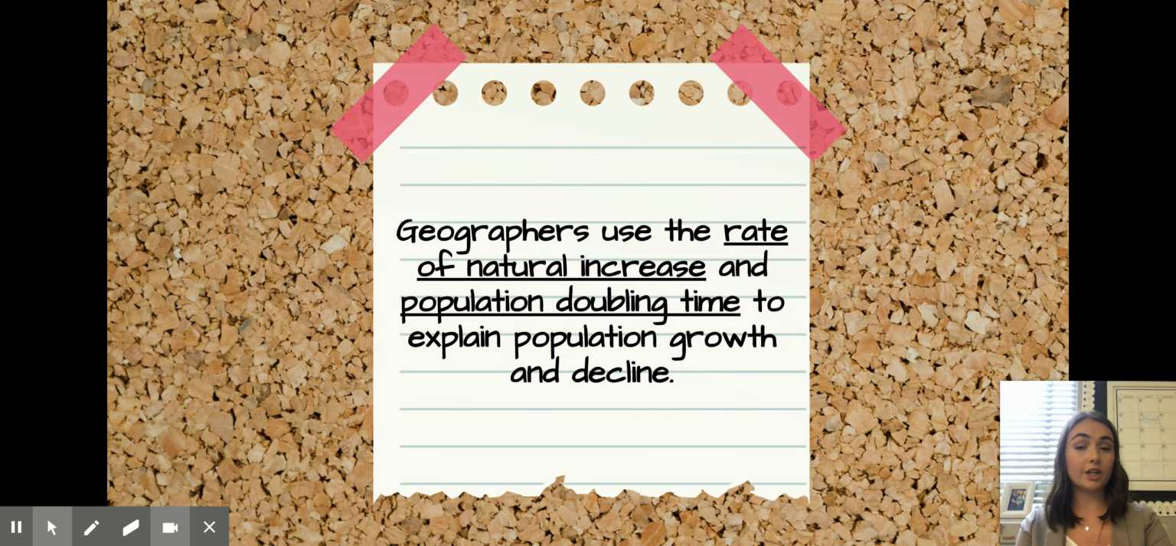Last thing that we're going to go over is the fact that geographers use the rate of natural increase and population doubling time to explain population growth and decline. So we just talked about factors that can change the population rate. Fertility adds to the population, mortality takes away from it, and then migration can add or take away from it. Now we're going to look at how geographers explain population growth and decline, with two terms.